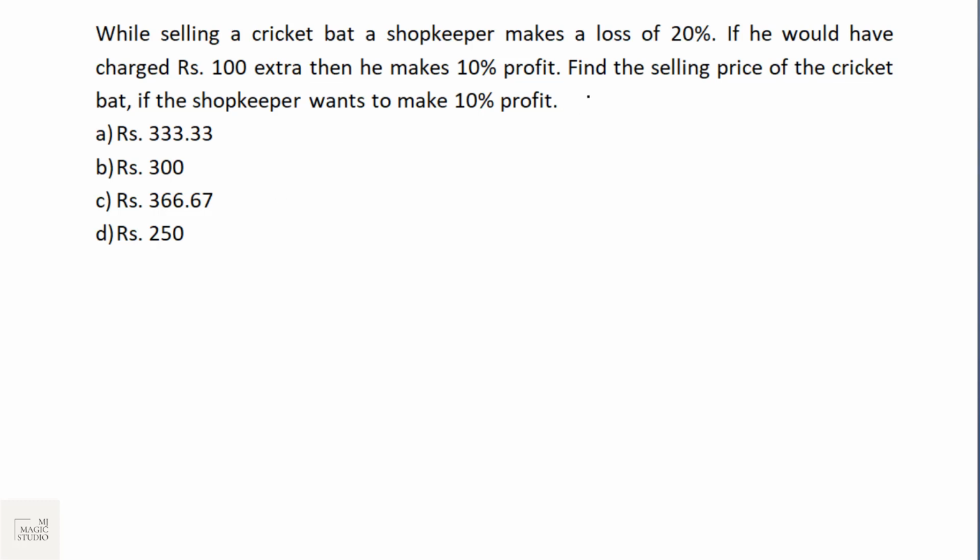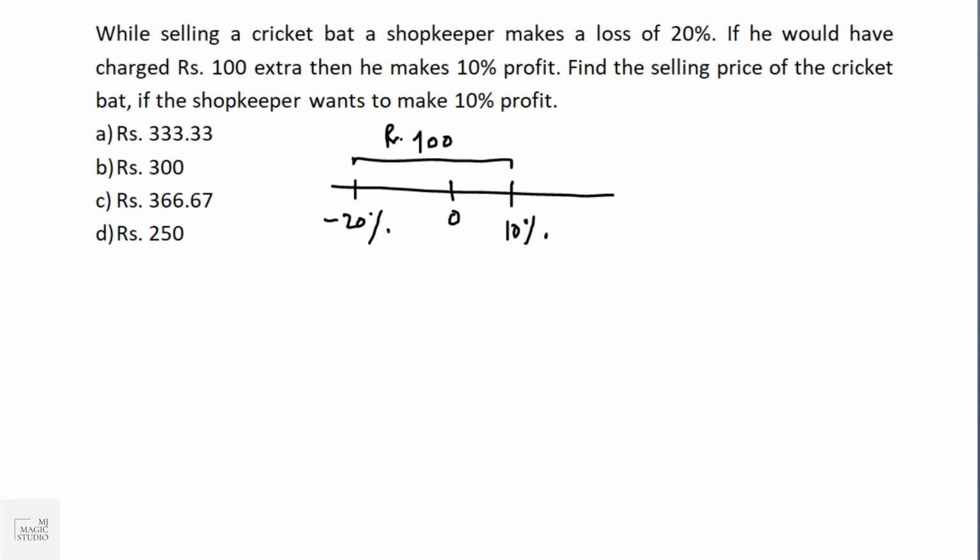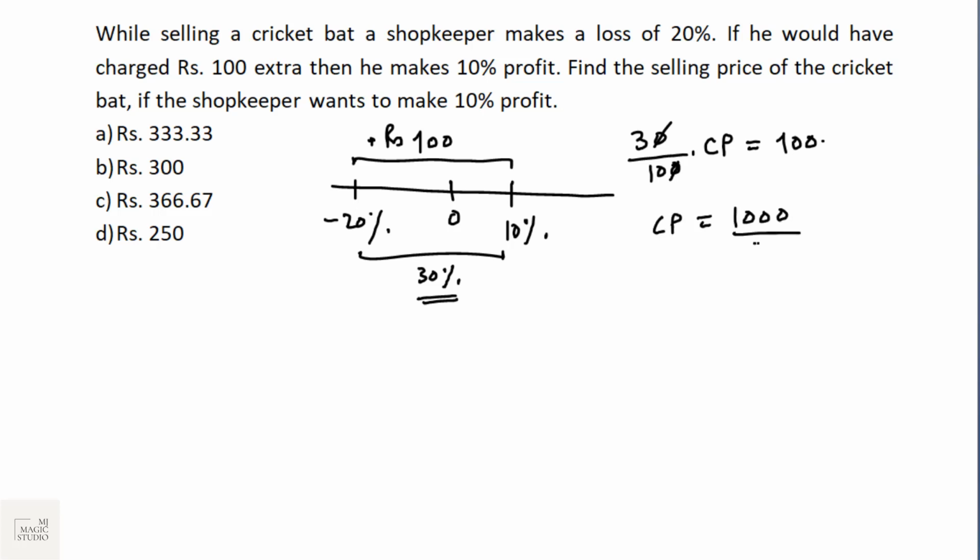While selling a cricket bat, a shopkeeper makes a loss of 20%. If he would have charged rupees 100 extra, then he can make a profit of 10%. That means if he goes from minus 20 to 10, he can do it by just increasing rupees 100. Now going from minus 20 to 10 means moving up 30% on the cost price. It simply means 30% of the cost price is equal to 100. We can find the value of CP. CP is 1000 divided by 3.